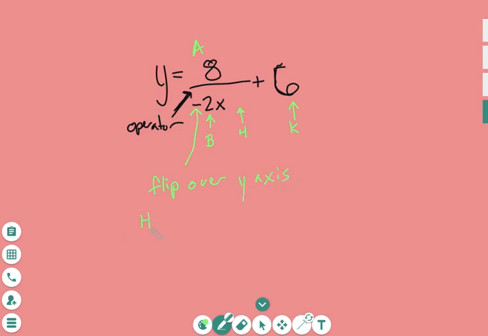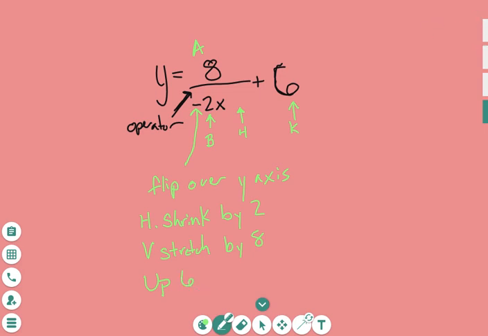Then we have a horizontal shrink because it's happening twice as fast. There's no left or right. Then we have a vertical stretch because our graph is getting 8 times taller than normal. And then our graph has been moved up 6.